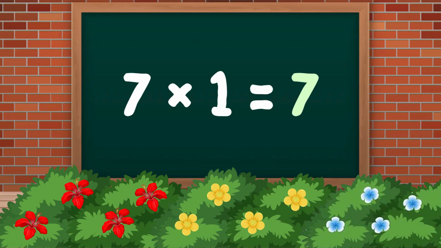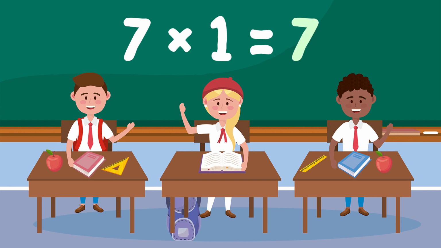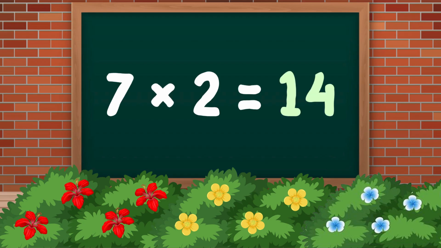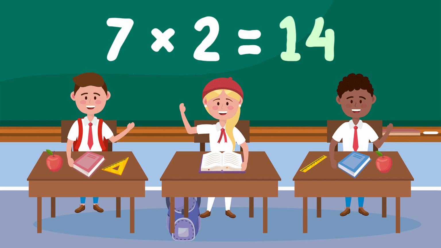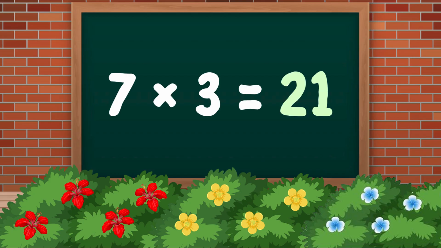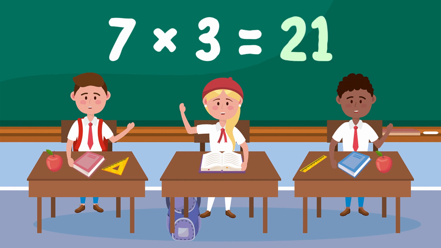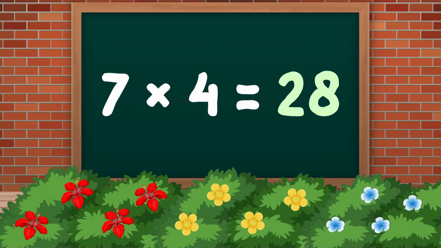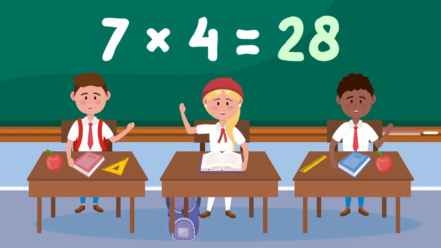7 ones are 7. 7 twos are 14. 7 threes are 21. 7 fours are 28.